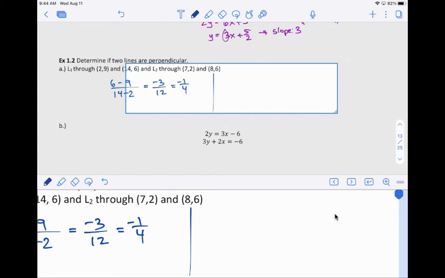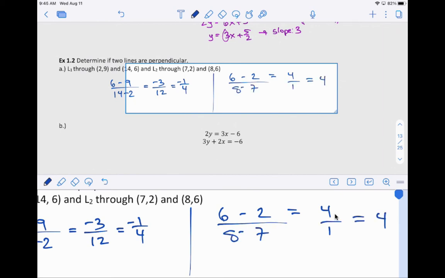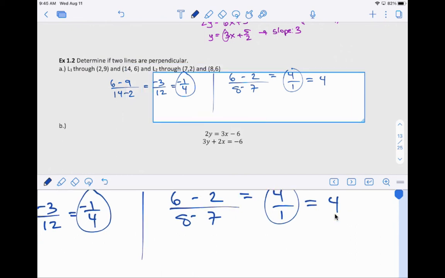Second set here. 6 to 2 would be a distance of 4. 8 to 7 would be a distance of 1. They're definitely not parallel, right? One's going up, one's going down. They are actually perpendicular. Notice how it's 4 over 1 and 1 over 4. Okay, so maybe even keeping it as a fraction might be a nicer way to tell. So we would say, yes, they are perpendicular.